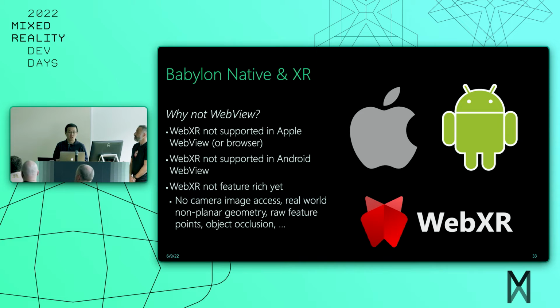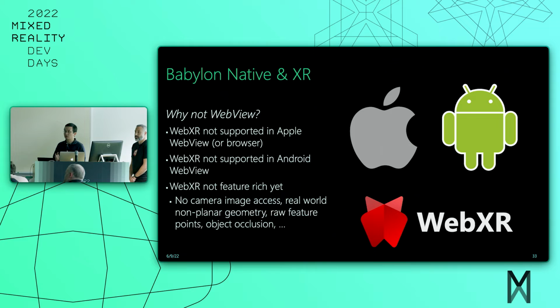And second, WebXR is missing a few important features, the list you can see here. Some of these are in experimental and draft state, so eventually some of them will make it into the WebXR spec. But there are things that probably will never make it into the spec, for example raw feature points. With Babylon Native, because we're not bound by a browser, we can do anything. We have direct access to the underlying platform APIs, and thus we don't have to wait for these features to be defined or implemented in a browser before we can use them.